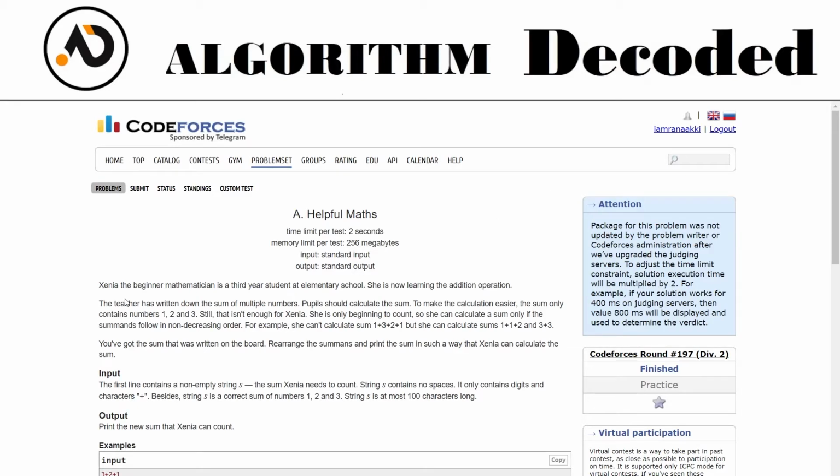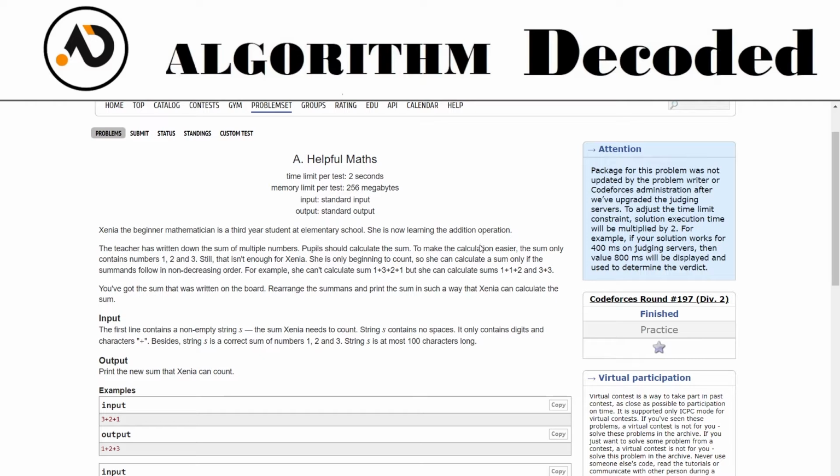We are on our question number 19 of Striver CP Sheet and the question name is Helpful Maths. So let's see how helpful it is. Xenia, the beginner mathematician, is a third year student at elementary school. Elementary school में third year student है. She is now learning the addition operation.